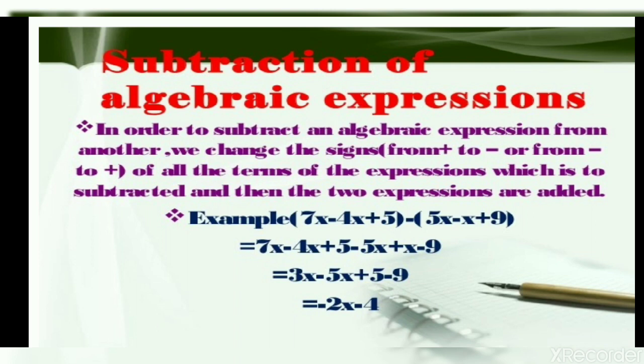Now subtraction of algebraic expressions. In order to subtract an algebraic expression from another, we change the sign from plus to minus or from minus to plus of all the terms of the expression which is to be subtracted, and then the two expressions are added. Here also the two expressions. So first rearrange like terms. So 7x minus 4x plus 5 minus 5x plus x minus 9. So here the sign will change. Then the subtraction will be minus 2x minus 4.